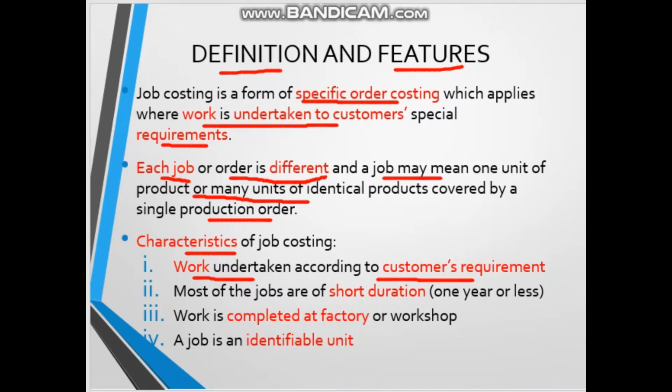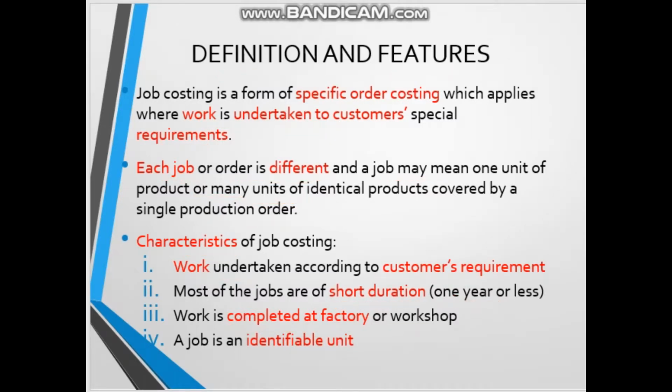Number two is short duration, which is less than a year. Number three, it is completed at a factory or workshop. And the last one is that the job is an identifiable unit. Now we move on to the other slide.